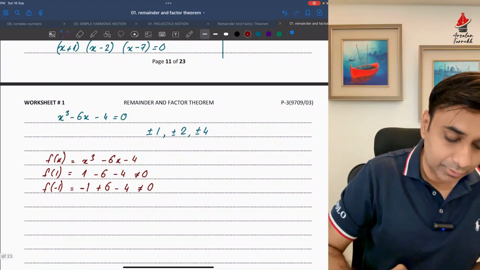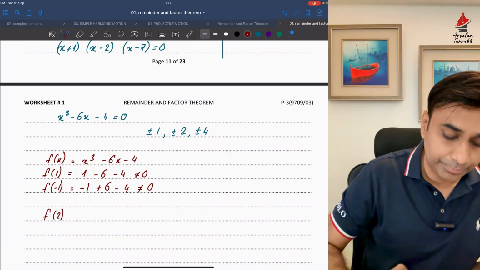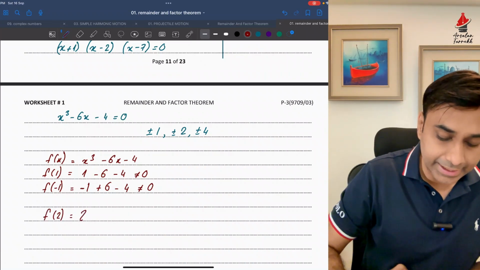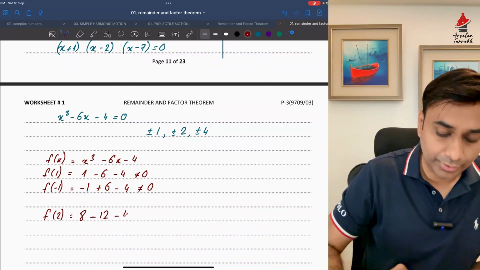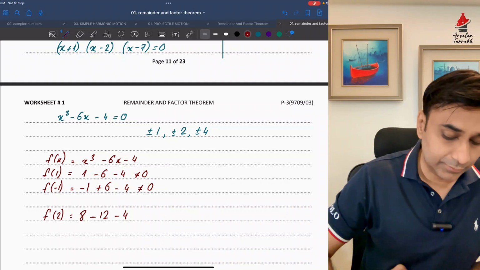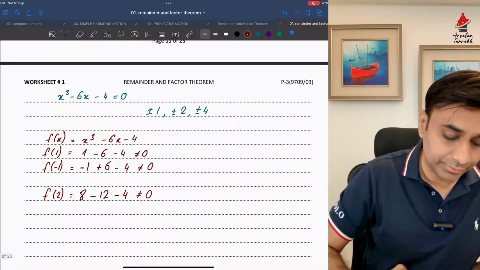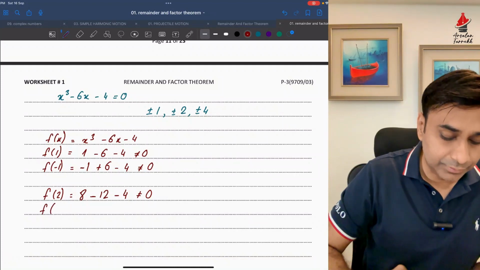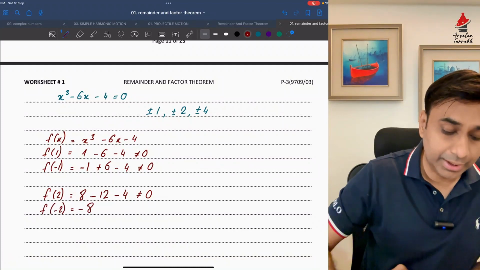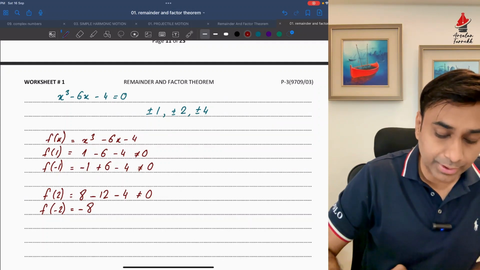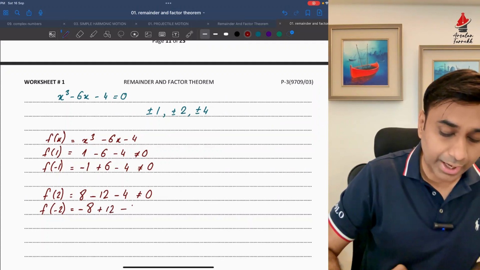Then I try out the other possibility, which is f of 2. That would be 2 cubed, which is 8, minus 6 times 2, which is minus 12, and then minus 4. And this is also not coming out to be 0. So this is also not going to be one of my trial solutions. And then I will put minus 2. Minus 2 cubed becomes minus 8, minus 6 times minus 2 becomes plus 12, and then minus 4 as it is.